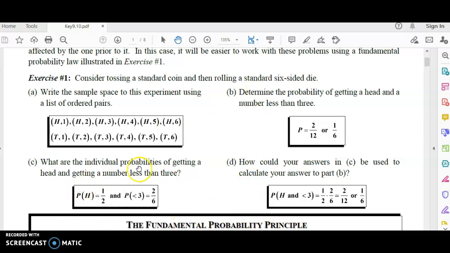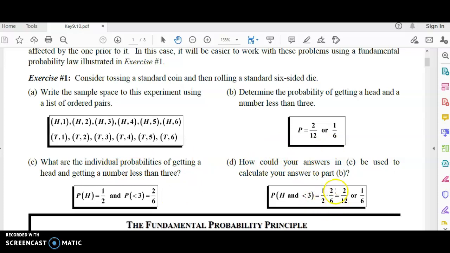But anyway, if you were asked to only find the probability of getting a head, ignoring the standard 6-sided die, well, the probability of getting a head is 1/2. There's 1 head and there's 2 options. And then the probability of getting less than 3, sometimes we write the problem this way, by the way, well, there's 2 options, there's a 1 and a 2. And so that's 2 out of 6. And so in part D, they're saying, do you see a pattern between the 1/2 and the 2/6 that could give you this answer in letter B? And that answer is yes, there is a connection there, and that connection is through multiplication.